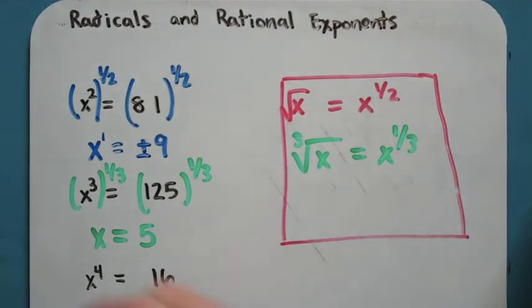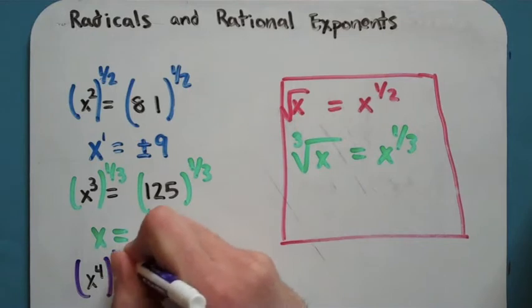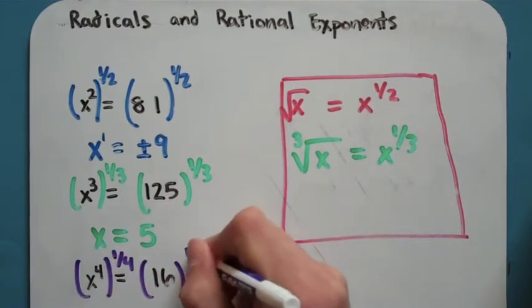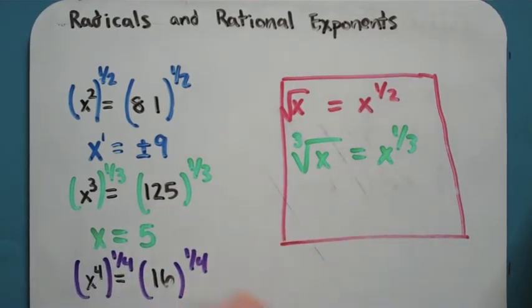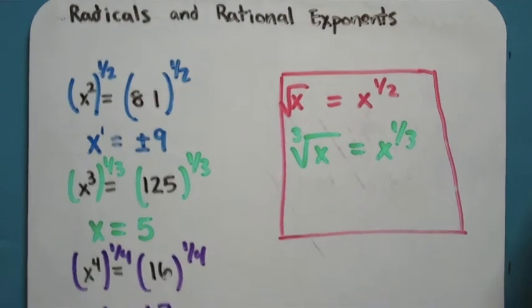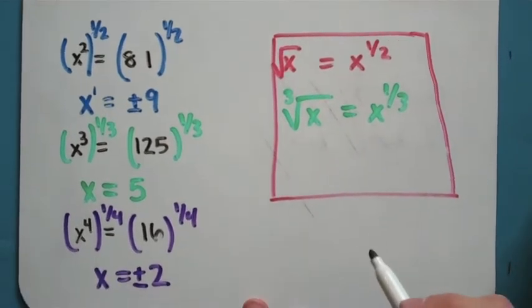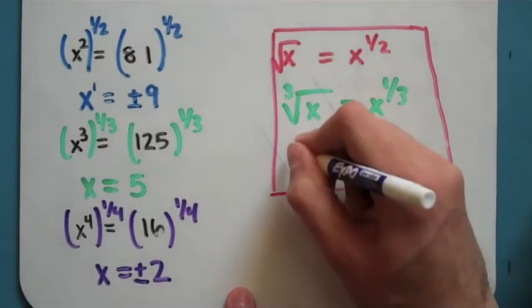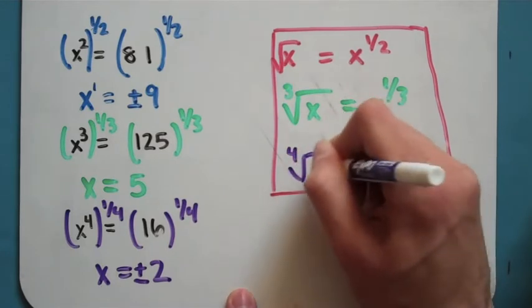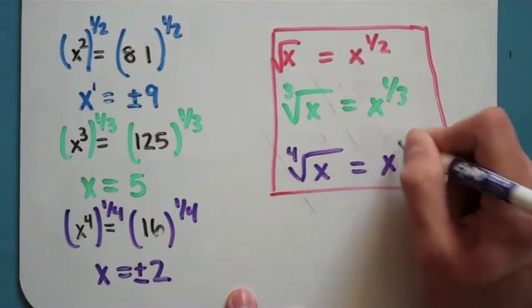We got one more to go on this though. If you raise both sides to the 1/4 power here, 4 times 1/4, those are going to cancel to get you x to the first. And 16 to the 1/4, I won't even show this one, it does equal 2. So the fourth root is the same thing as the 1/4 power. Of course, on this one, I would need the plus or minus, since it's an even index. So the fourth root of x is the same thing as x to the 1/4 power.